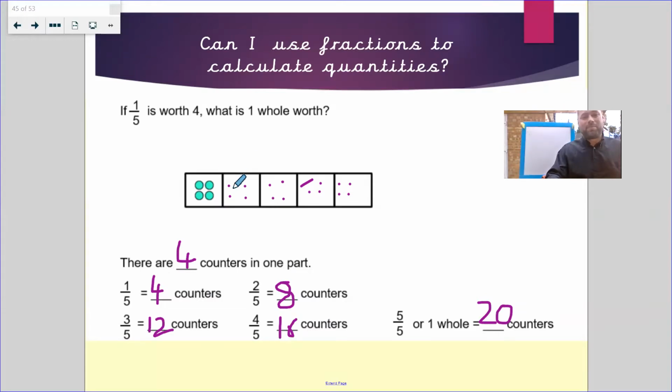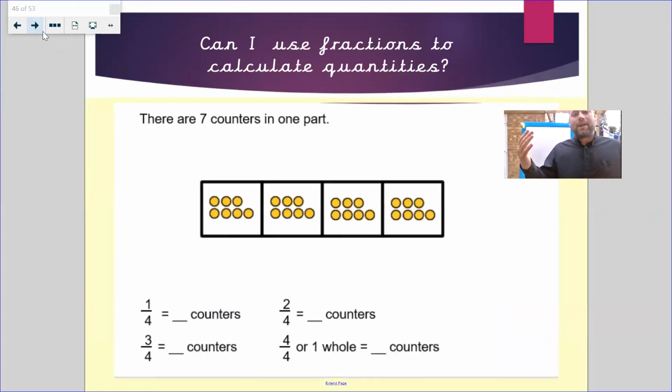Remember that each part has to have the same amount because we've divided our whole into a fraction. And when you divide a whole into a fraction, you're dividing that whole into equal amounts of whatever the denominator is asking. So give this one a go for yourself. There are 7 counters in 1 part. Okay, can you please fill in the rest for me? Pause the video.